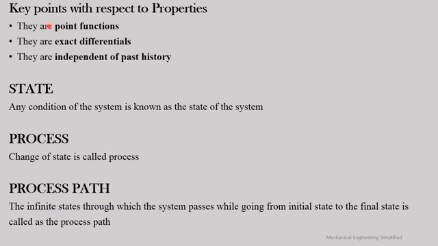Then we have some key points with respect to properties. What are those? They are point functions. Point functions mean they just depend upon the final position and the initial position, or the final point or the initial point. They are not influenced by the path we consider while going from initial position to final position. They are exact differentials, meaning their value is the difference of their values at the final position and the initial position. And they are independent of the past history.